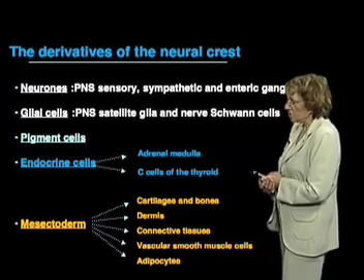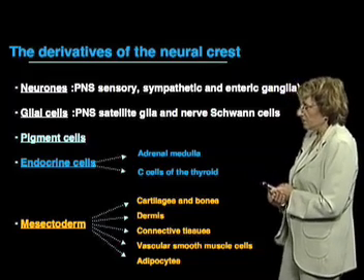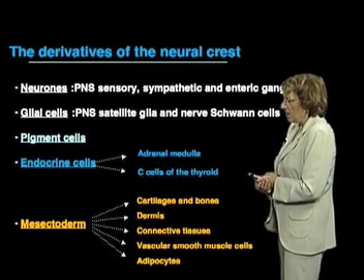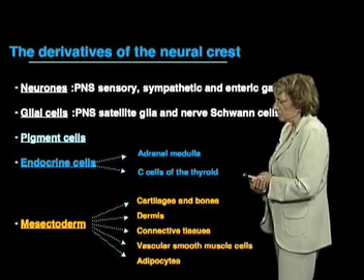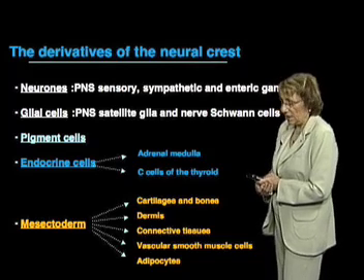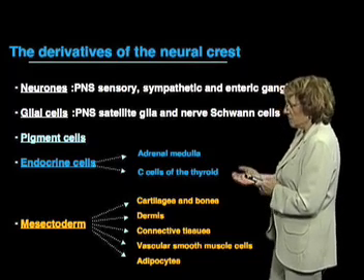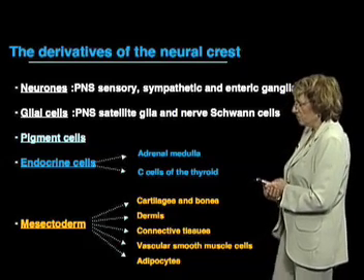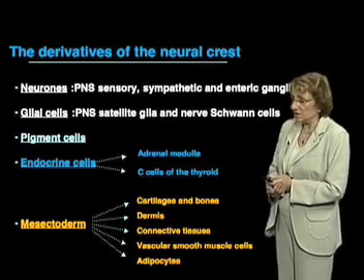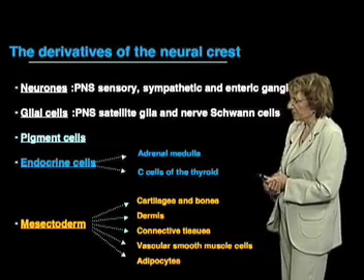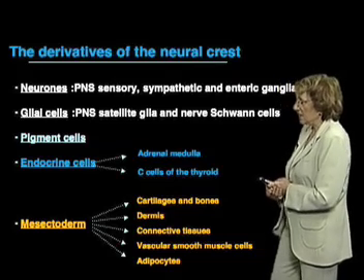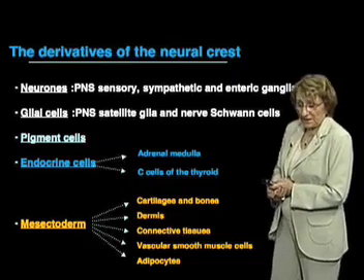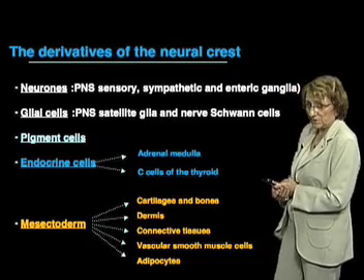It is also at the origin of the pigment cells of the body, all the pigment cells except those of the pigmented retina. It is at the origin of endocrine cells, the adrenal medullary cells, which produce epinephrine and norepinephrine, and also the so-called C cells of the thyroid gland, that means the calcitonin-producing cells of the thyroid gland. In addition to all these cell types, the neural crest is also, and more surprisingly, at the origin of mesenchymal cells.